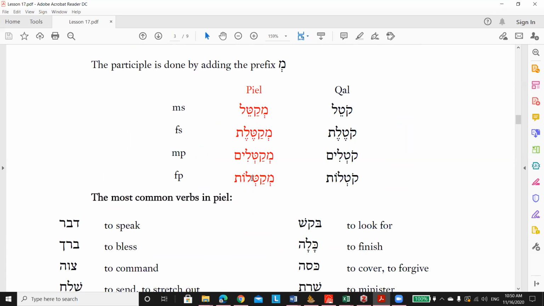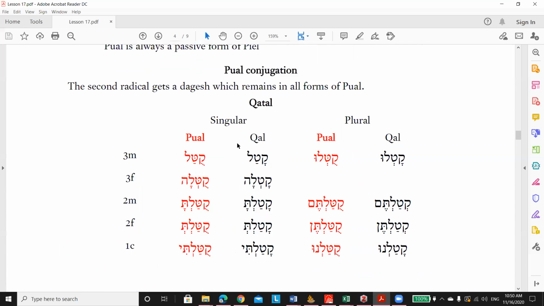Or the lady who is killing. The people who are killing, and the same. But it depends on the context, because sometimes a participle can function as a verb, just to kill, depending on the context. Okay, so now let's go to Pual.